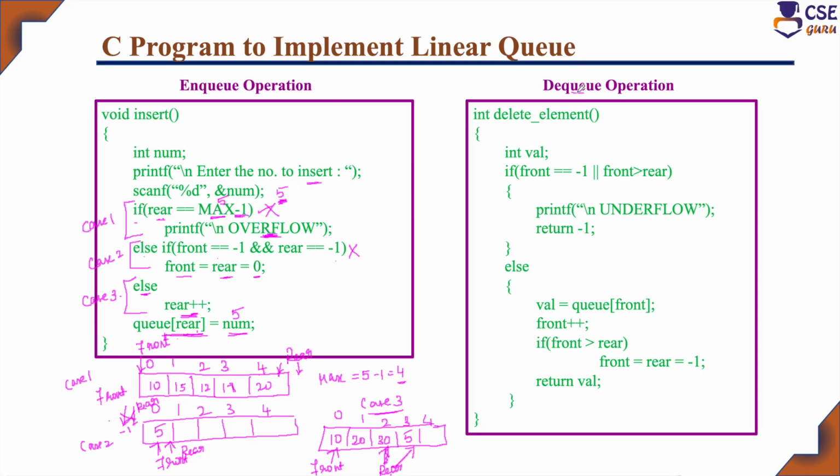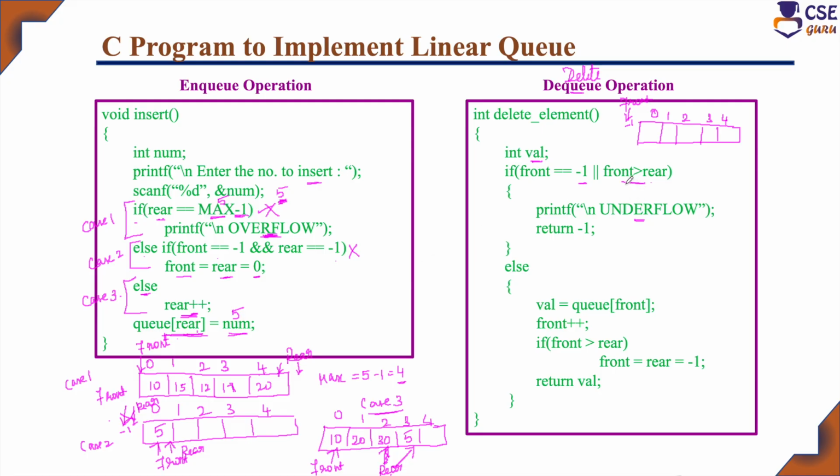Next is the Dequeue operation, that is nothing but the delete operation in the queue array. So here initially you need to declare a variable val, and check front equal to minus 1 or front greater than rear. So what is this condition? For example, here I will consider 5 memory locations only, 0 to n minus 1. And here front equal to minus 1. Suppose front is pointing to the minus 1 memory location, what is the meaning? It is underflow, there are no elements in the queue.